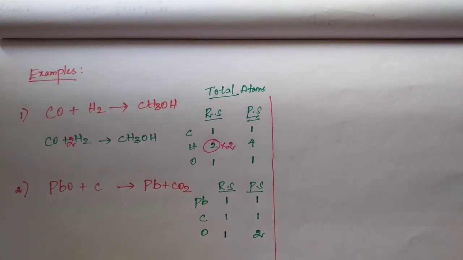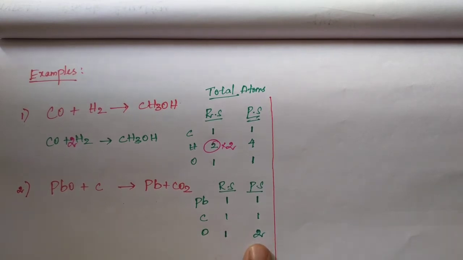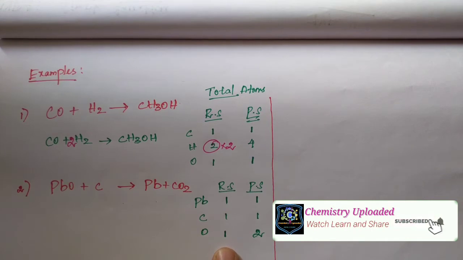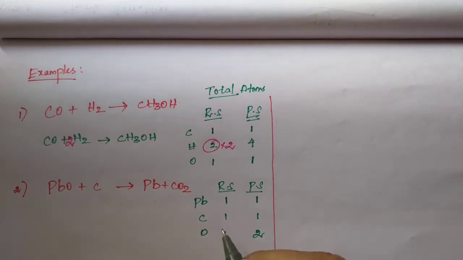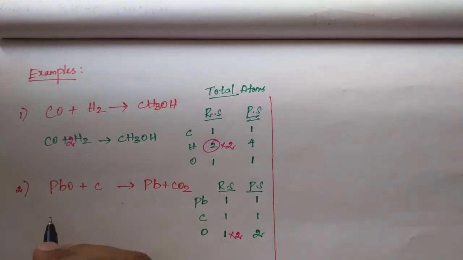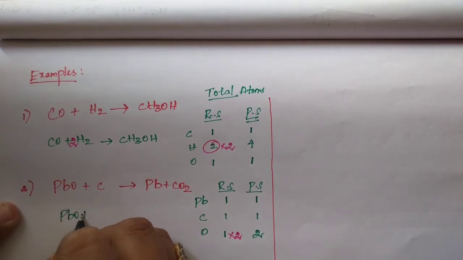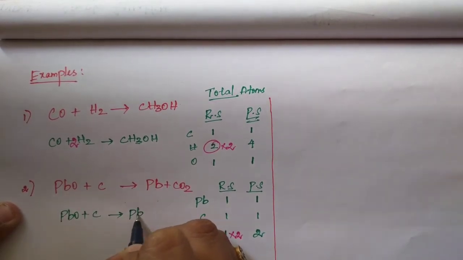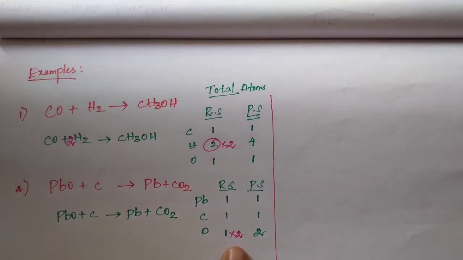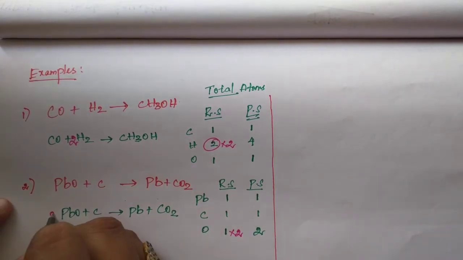So easy students, everything is equal, only oxygen is different. Here 2 you will not reduce, but this 1 you can increase. If you multiply by 2, you will get 2 here. So first step, PbO plus C gives Pb plus CO2. In reactant side you have to multiply oxygen by 2, so you multiply by 2 here.